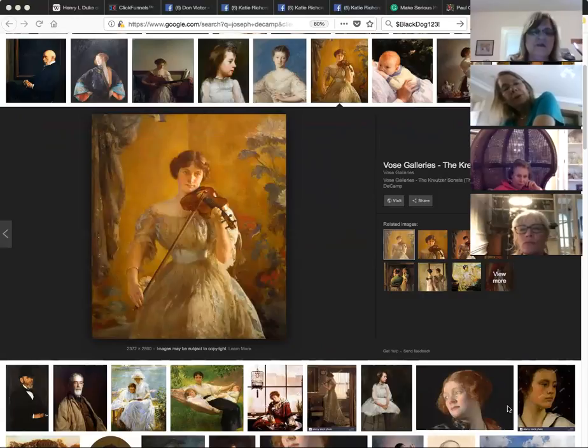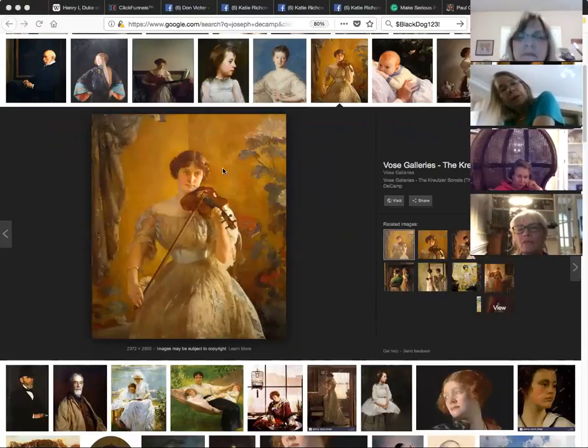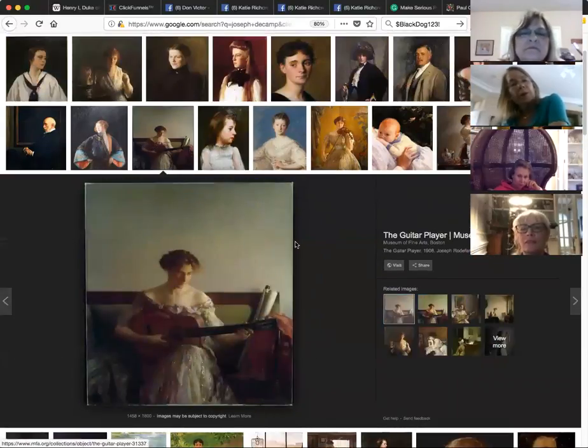Who's the artist for that? That's the same, Joseph DeCamp. Oh, the same one? Yeah. And so we discovered, I love this one. This is a brilliant one.